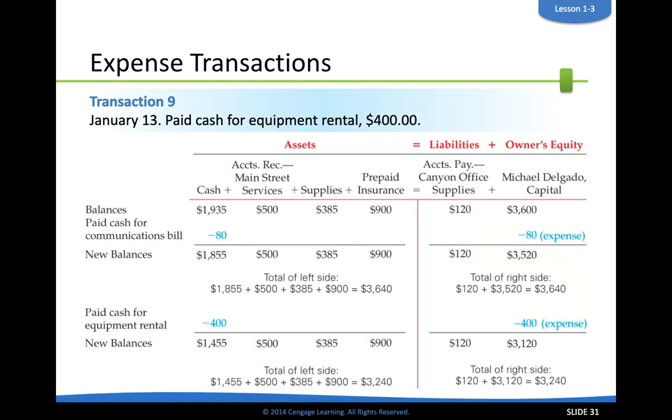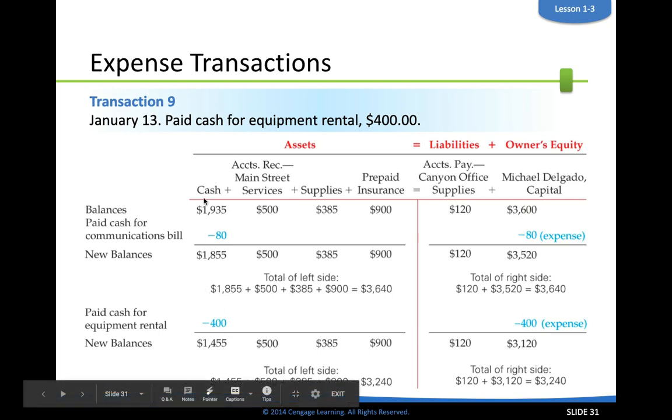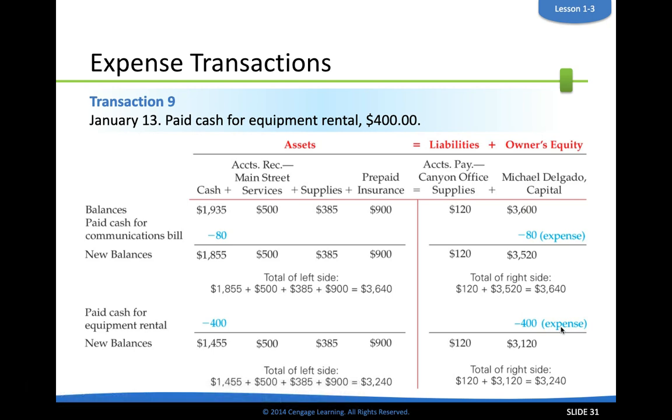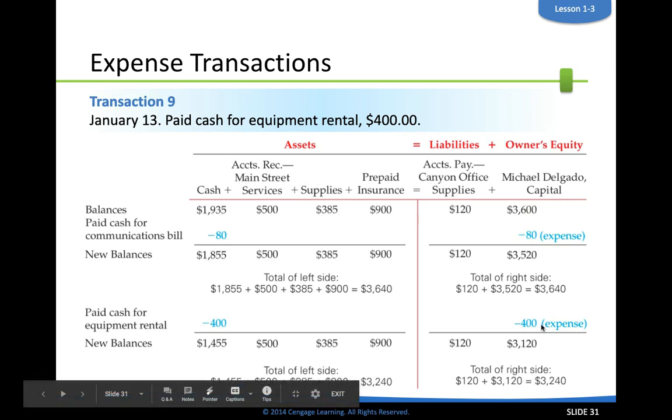Next transaction, paid cash for equipment rental of $400. So again, just like the last time they paid cash, our cash account is going to go down by $400. And it is also an expense, again, because they're renting equipment. Again, rent is a common expense, whether it be for like a building space or for equipment. Still decreases owner's equity as an expense, minus $400 here. Everything's equal on both sides at $3,240.